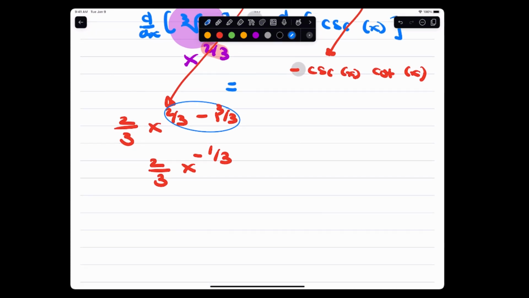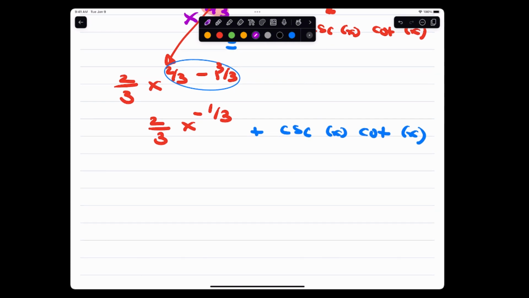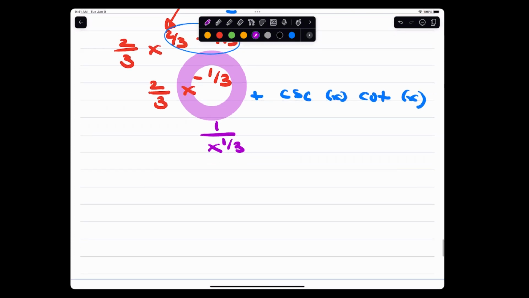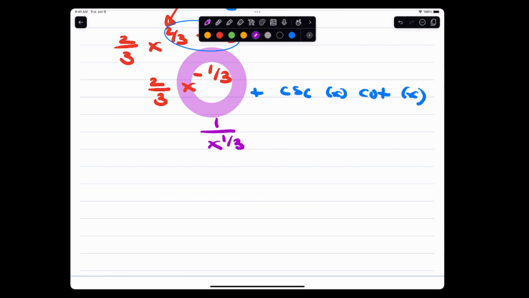What's minus the minus? Plus cosecant cotangent. Now, like I sent you guys last weekend, what does that mean? Do you guys remember? What does that mean? Isn't that 1 over what? X to the positive 1/3? Okay, and then what is 1 over x to the positive 1/3 going to give you? That's really 1 over the cube root of what? X.